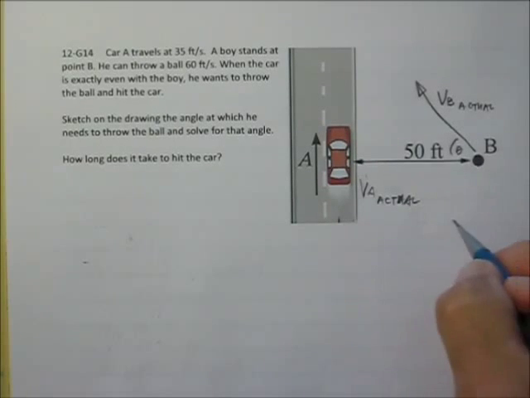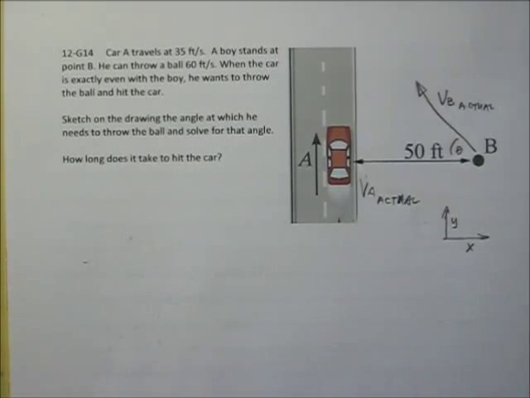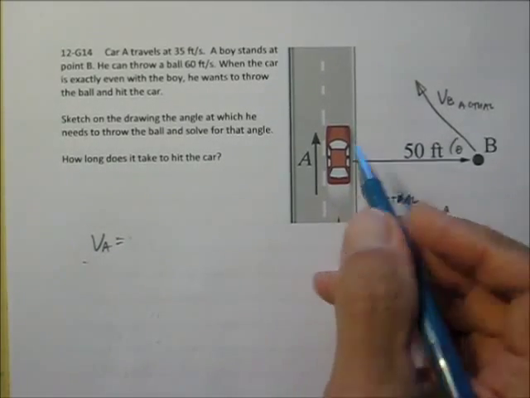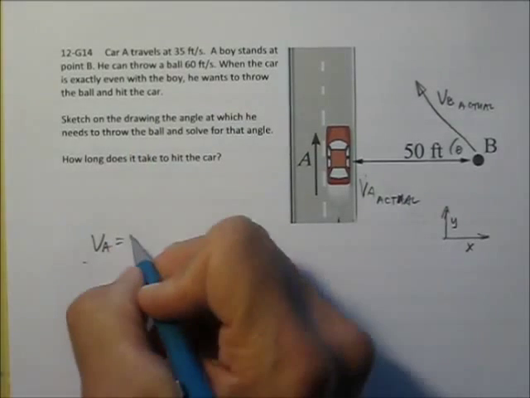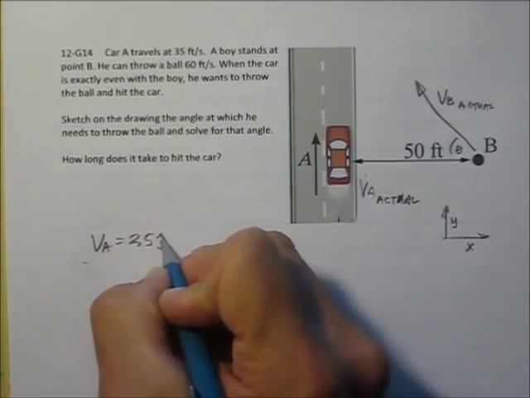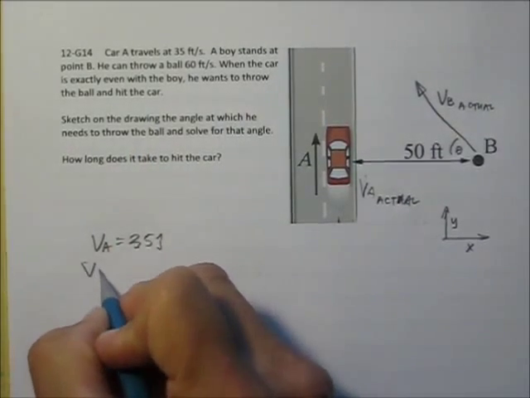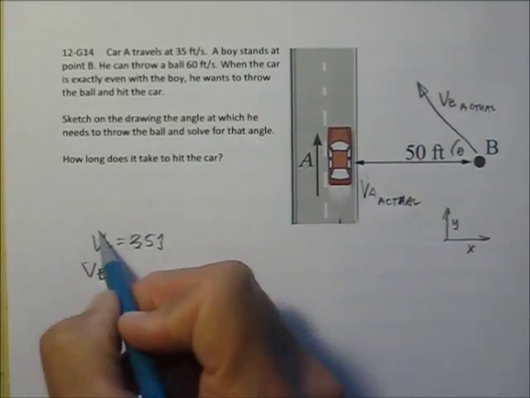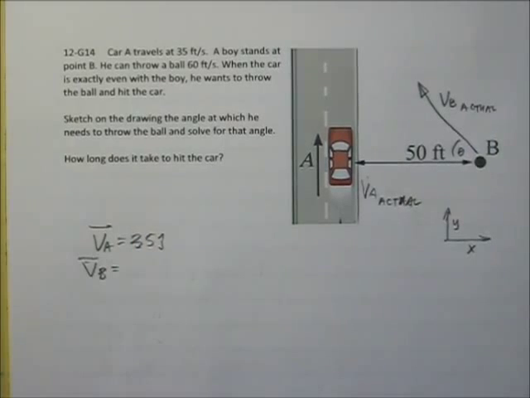All right, let's also establish our coordinates and make sure we keep our x's and y's straight. So we'll do that. Now let's set up our vector equation. We know that the velocity of A is going in that direction, and we said it's going at 35, so it's going to be 35 in the j direction. The velocity of the ball, we know its actual speed. Let's go ahead and put vector signs on that.